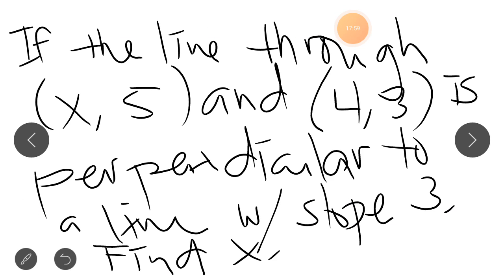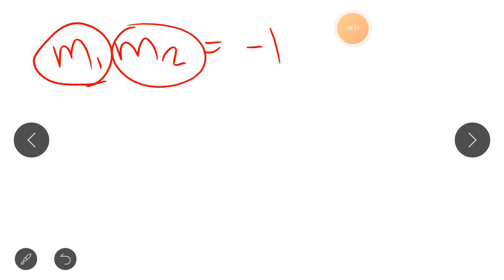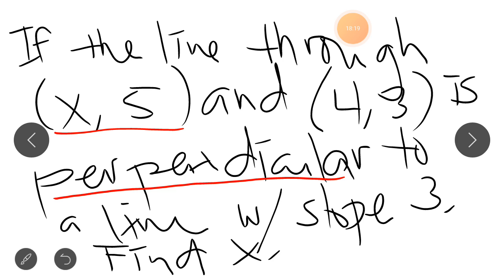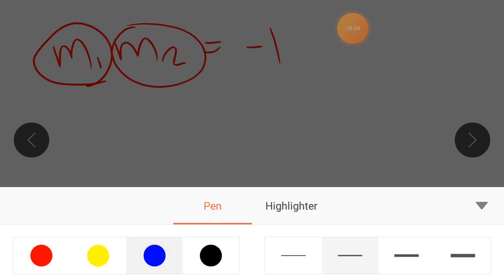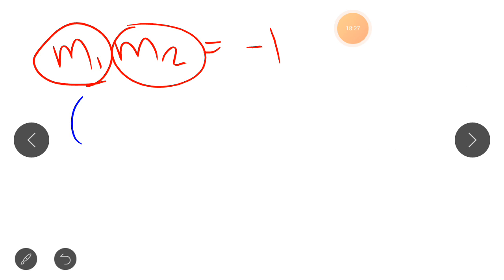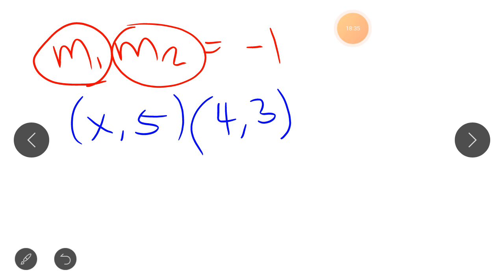Okay, so let's find the keyword here. The keyword is perpendicular. So it means we're going to use the equation m1 times m2 equals negative 1. To use this, we have to find the slope of the first line and the slope of the second line. The points here are given. For the first line, we have (x, 5) and (4, 3). So let's find the slope.